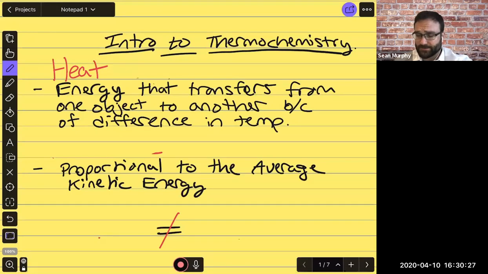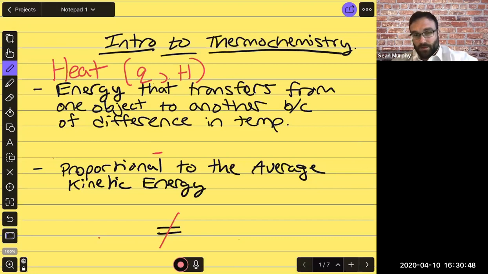Now, sometimes you're going to see the unit for heat represented with the letter Q, and sometimes you're going to see it represented with the letter H for enthalpy. So we'll get into that in a little bit more detail. Just keep in mind Q and H are going to be represented by heat.